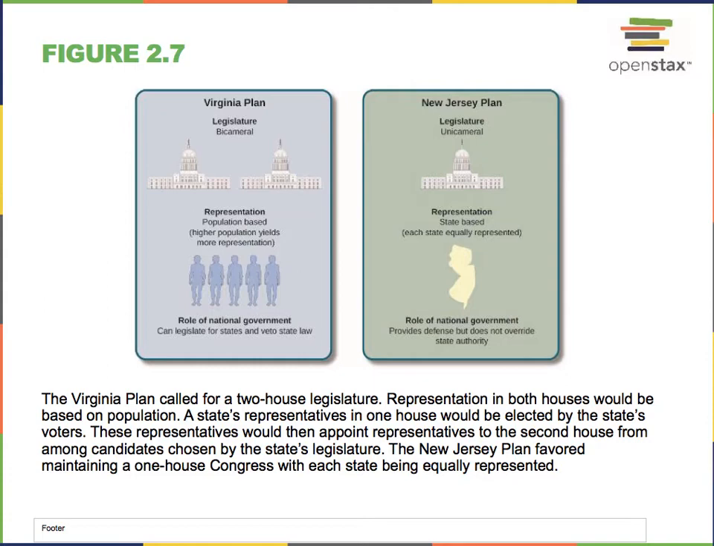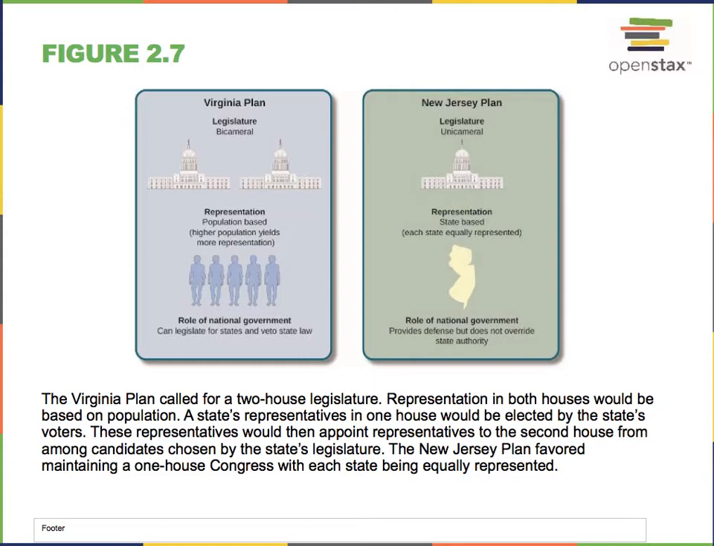Representation of both houses will be based on population. Now, there was some disagreement on who counted in population, which we'll talk about in a second on the next slide. A state's representatives in one house will be elected by the state's voters. So based on population, you have a certain number of slots, and your state's voters, your colony's voters, would send those representatives up there.